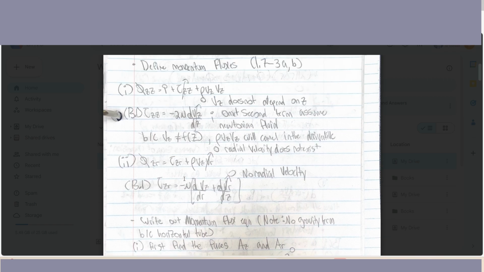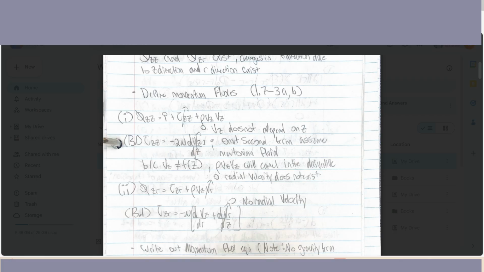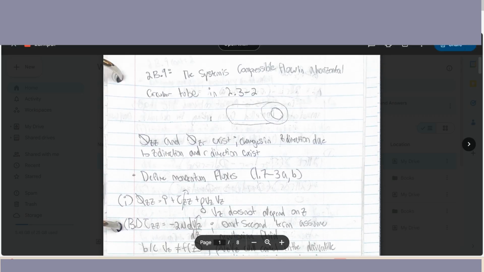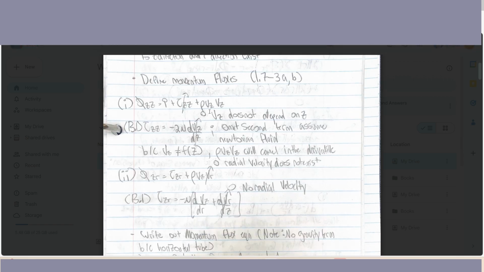So now we just write out the momentum flux equation with these terms that we got. And in this equation, the rho VZ VZ terms cancel out because VZ is not dependent on Z. It's not dependent in the flow direction. So at different Z values, at the same radius, these values will be the same. So in the momentum flux, it'll just be rho VZ VZ minus rho VZ VZ, so it'll just equal 0.